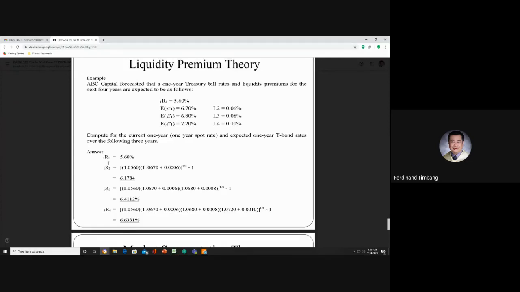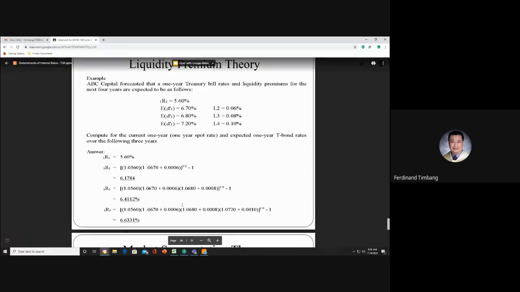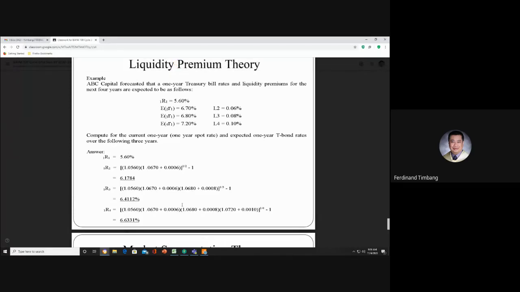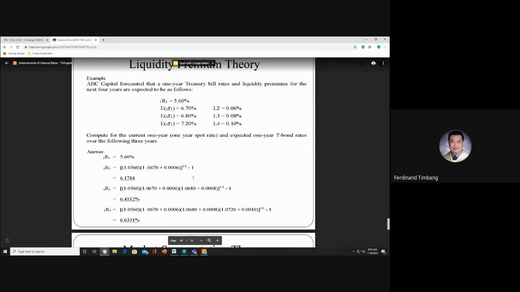1 year, ibig sabihin, period 1 with 1-year maturity yan, di ba? Tapos ito, period 1 with 2 years maturity, period 1 with 3 years maturity, and period 1 with 4 years maturity. So, if the interest rate on period 1 with 1-year maturity is 5.6%, dapat yung period 1 with 2 years maturity, ang interest rate daw na dapat ay 6.1784.